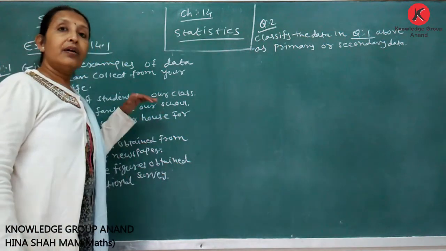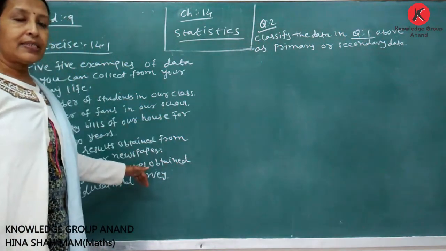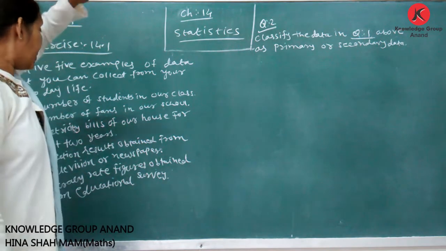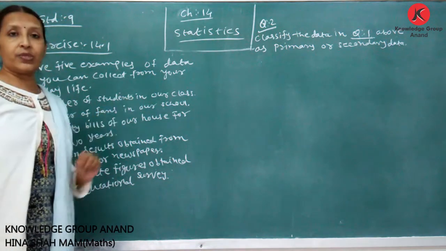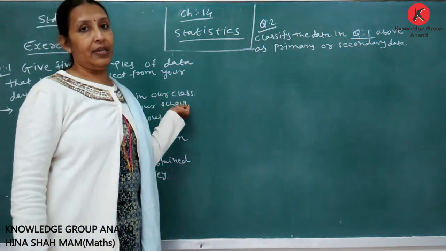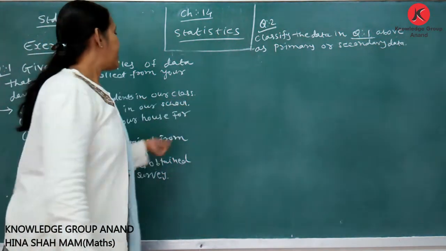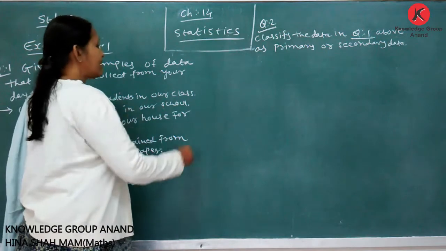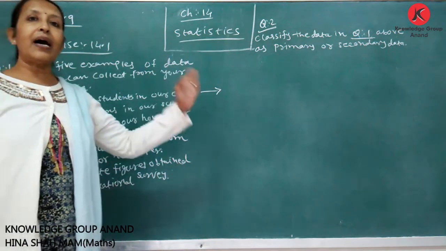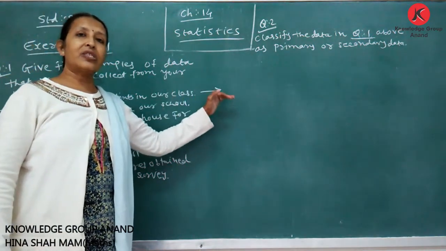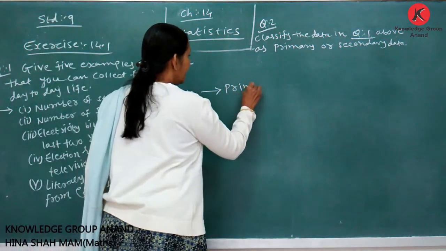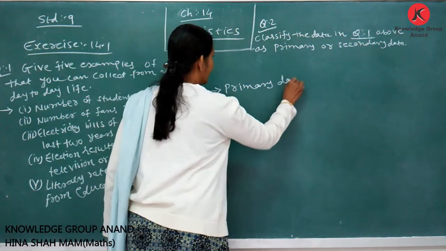About question 2, we classify the 5 data here. Number of students in our school: this data is gathered by me. Such data collected by the investigator is called primary data, so we write here primary data.